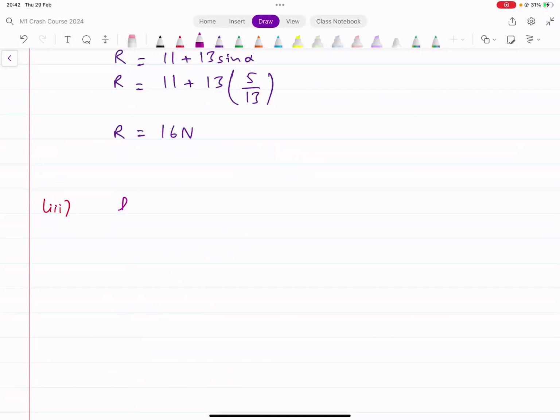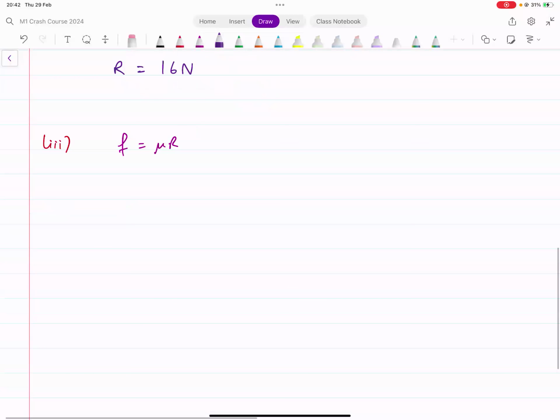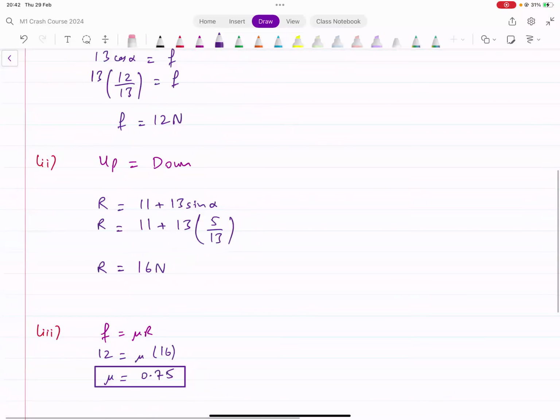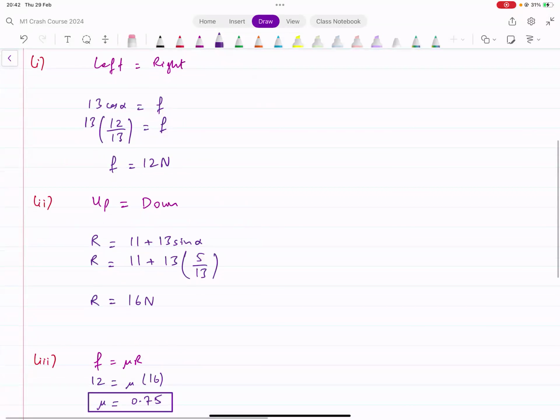F equals mu times R. We already have the value of friction, that's 12. We already have R as well, that's 16. We can find the value of mu from this, 12 over 16. That's going to give you 0.75. That's the coefficient of friction that we were looking for. So it was a very simple example on limiting equilibrium and friction. I hope that makes sense.